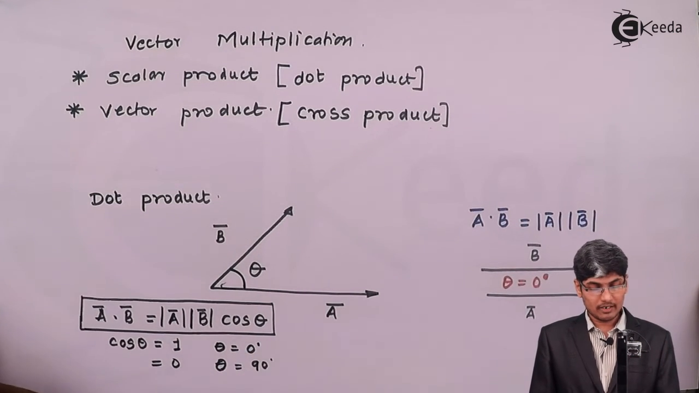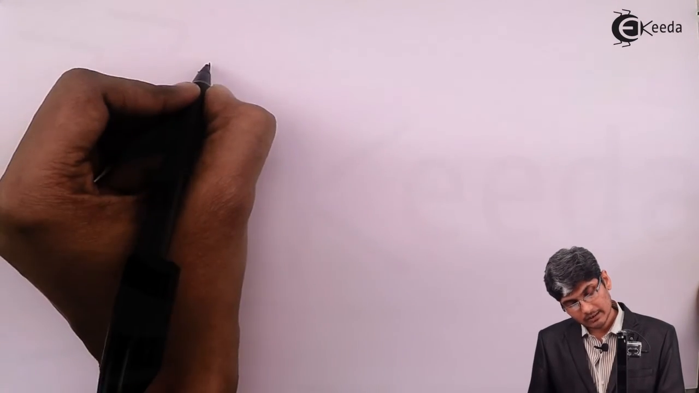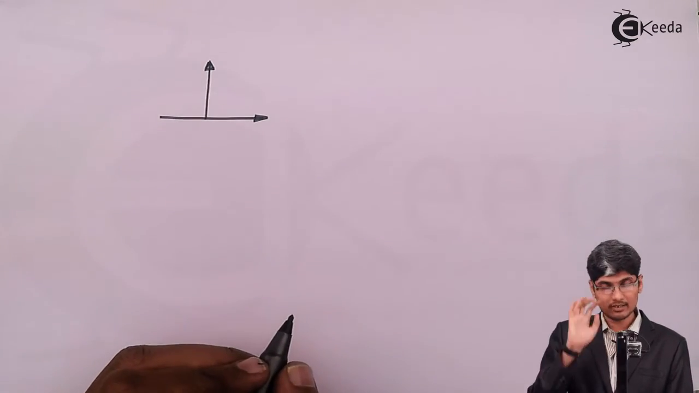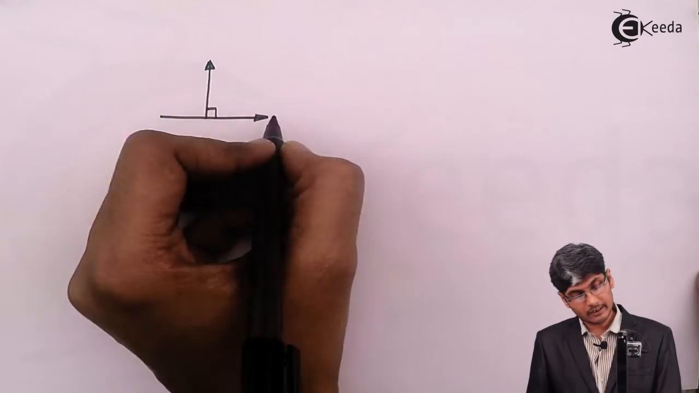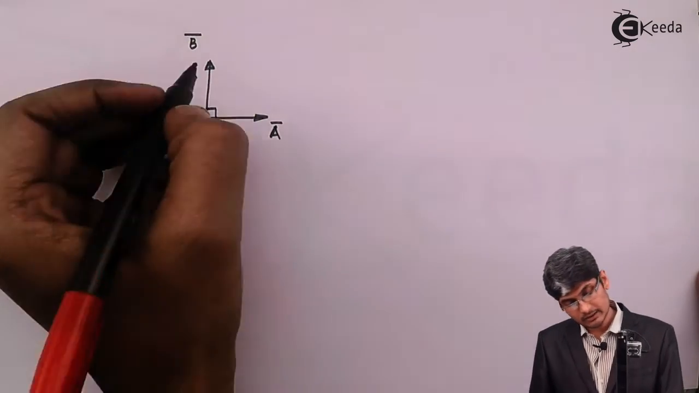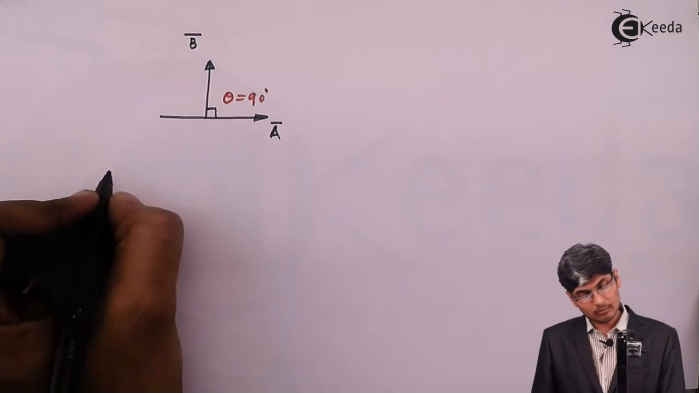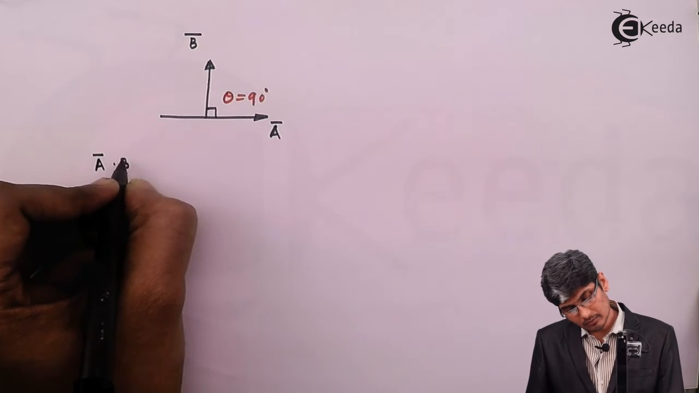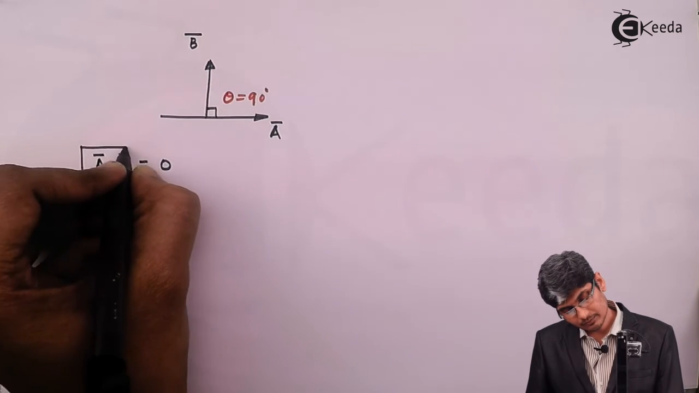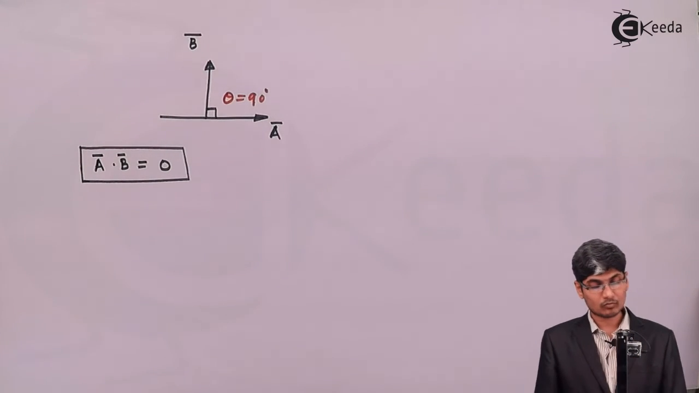Then, if I wanted to find the dot product of two vectors which are perpendicular to each other, or making an angle of 90 degrees. That means one vector going like this and the second vector is perpendicularly either going up or incident onto it by making an angle of 90 degrees. Let's say this is vector A, this is vector B, and the angle that they make is theta equal to 90 degrees. That time, the A bar dot B bar product will be equal to 0. Isn't it? Because they are perpendicular to each other.